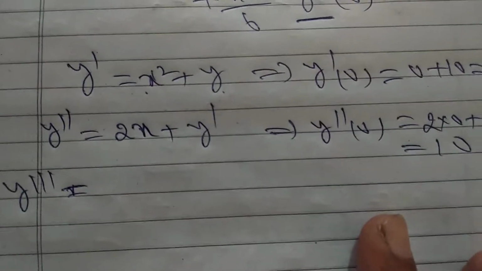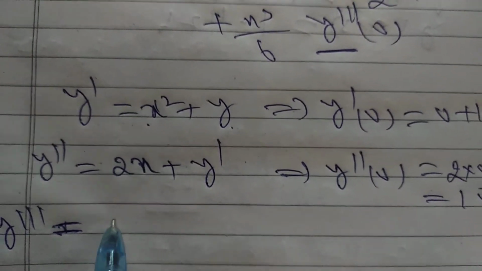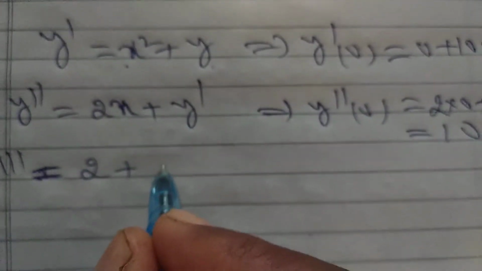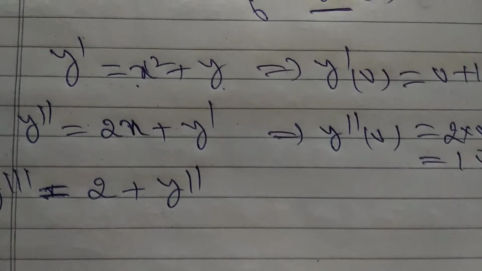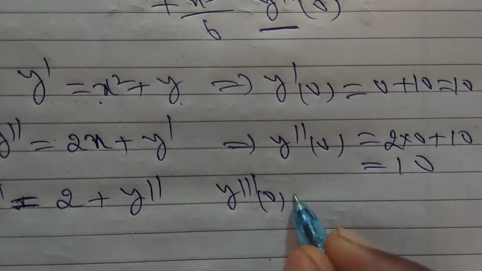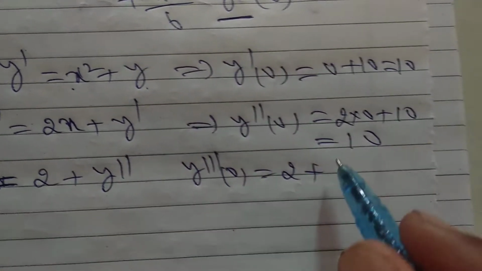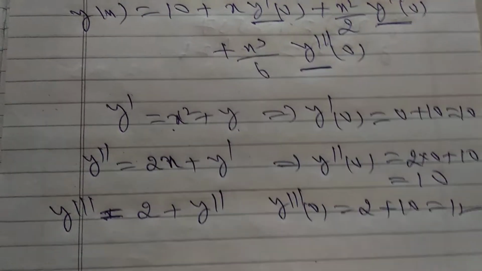Next, you have to find out y triple dash. So y triple dash means 2 plus the differentiation of y dash, that is y double dash. So now y triple dash of 0 is 2 plus y double dash of 0, whose answer is 10. That is equal to 12. So this is in the first stage.